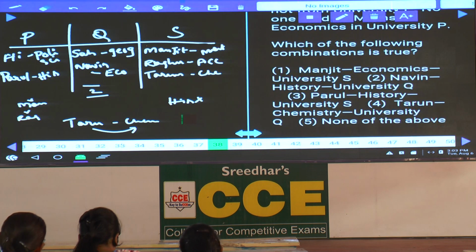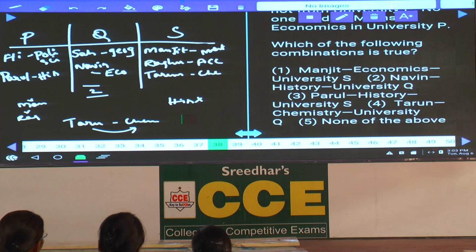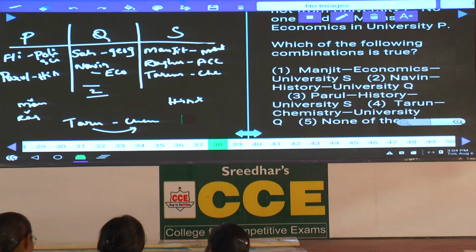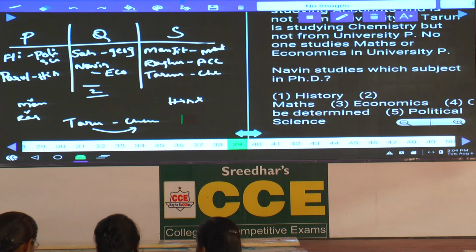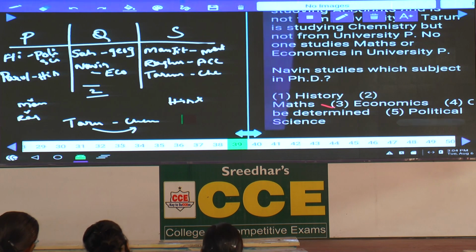Then question number 38, which of the following combinations is true? Manjit Economics University, Naveen History University, Parul History University, yes. Tarun Chemistry University Q. That is also false, none of the above, choice five. Then question number 39. Now in this 39, Naveen studies which subject in PhD? Naveen Economics, that is given in choice three.